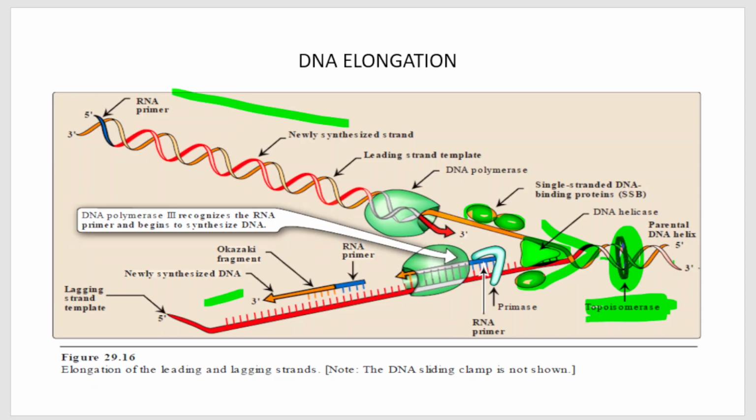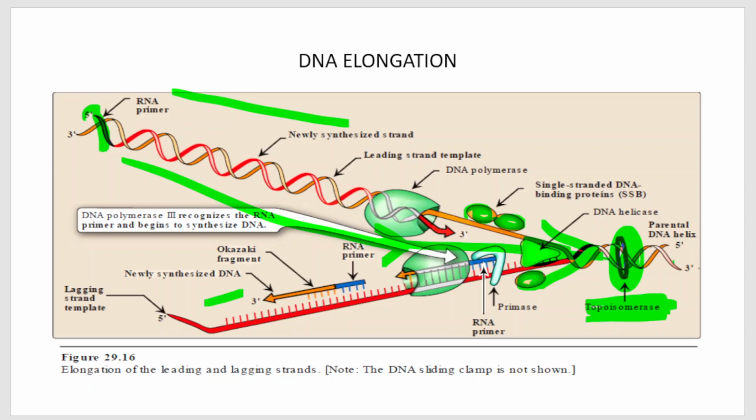After that, along the leading strand, the direction of synthesis is along the 5' to 3' direction. So for the newly synthesized DNA, this is the 5' to 3' direction. Since it is the 5' to 3' direction, as and when the helicase unwinds the DNA, the synthesis can happen continuously. Yes, so this is with the help of initially one RNA primer being attached.